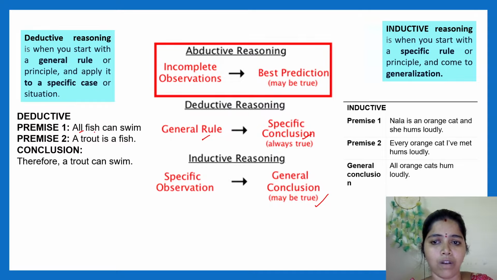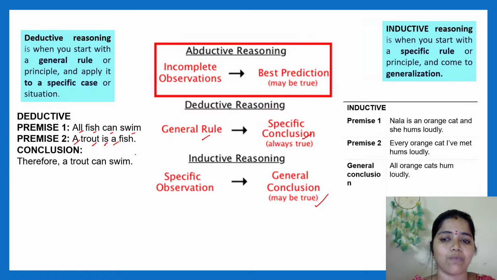We say all fish can swim. Premise 2: a trout is a fish. A trout is a kind of fish. Therefore, a trout can swim.